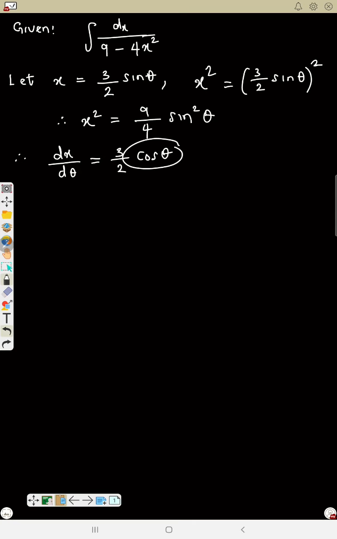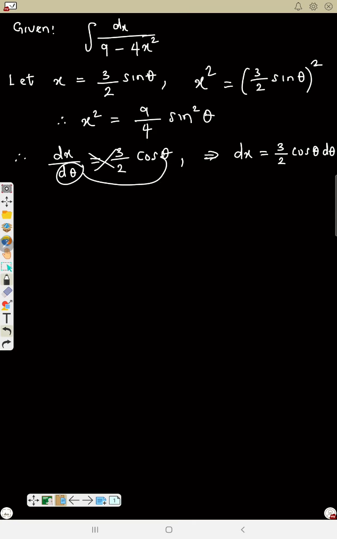We learn this in differentiation. You can use the power rule, you can use first principles. But you should note it's an identity here: if you differentiate sine theta, you get cos theta. Then if I cross multiply, dx will be equal to 3 over 2 cos theta d theta, because when we cross multiply, the d theta will just go there. So that is dx. So let us now go back.